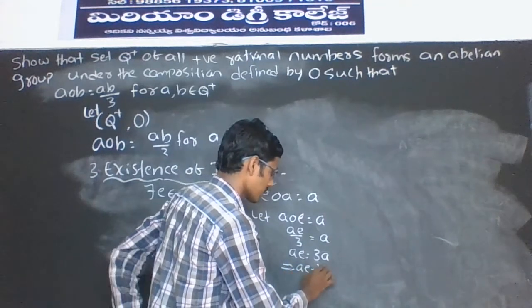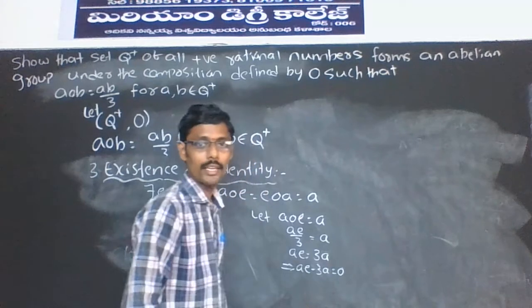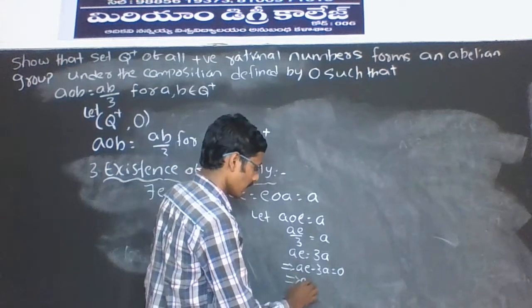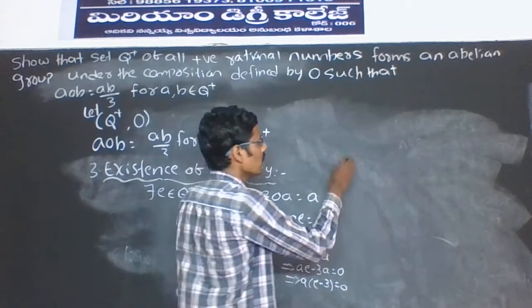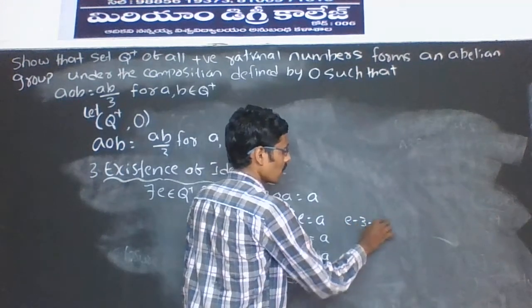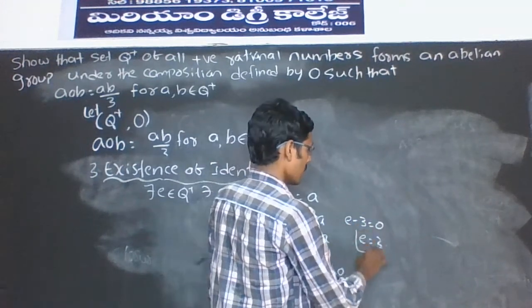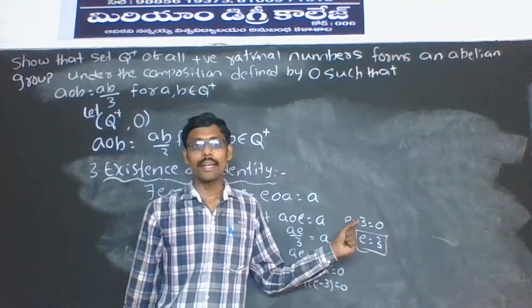AE minus 3A is equal to 0. A common: A times (E minus 3) is equal to 0. A is not equal to 0, so E minus 3 is equal to 0. E is equal to 3. E is equal to 3 is the identity element.